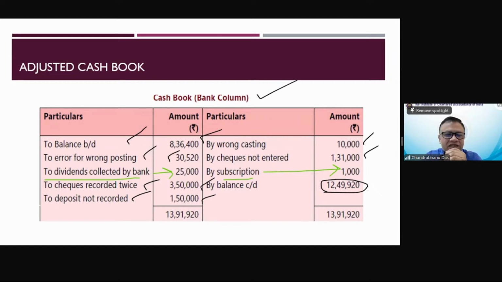Okay. See this error for wrong posting. Why am I taking it on the debit side? Can you tell me? Because it was on the credit side, sir, instead of the debit side. Exactly. Very good. So we have to double it and rectify it. Very good.